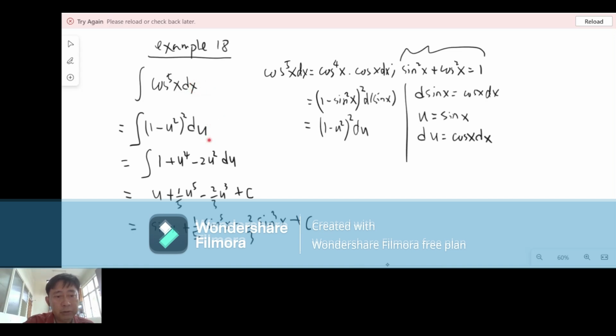Performing the integration in terms of u is easy. After we have integrated the integrand in terms of u, we then substitute the expression u equals sine x to arrive at the final solution for the integral of cos power 5 x dx.